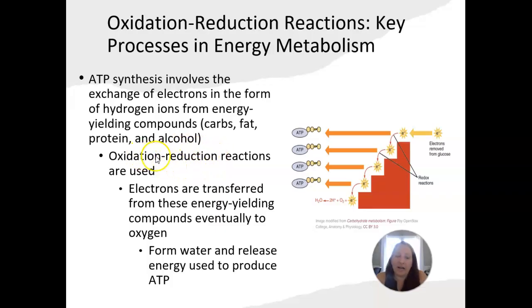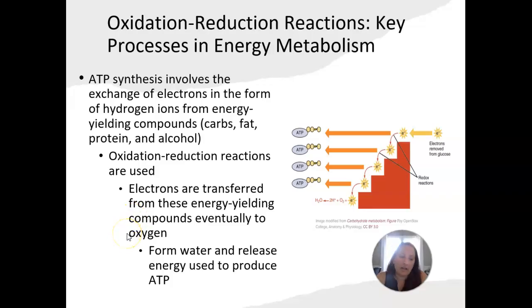So it's called an oxidation reduction. What's being oxidized, what's being reduced? Something is losing electrons, something is gaining electrons. And so electrons, again, are going to be transferred from carbohydrates or amino acids or fats or alcohol. And then at the very, very end of this pathway, at the very end of the electron transport chain, they will eventually be given to oxygen.